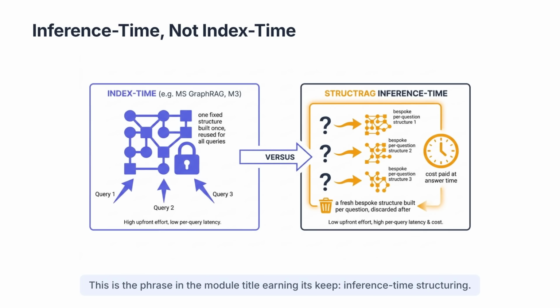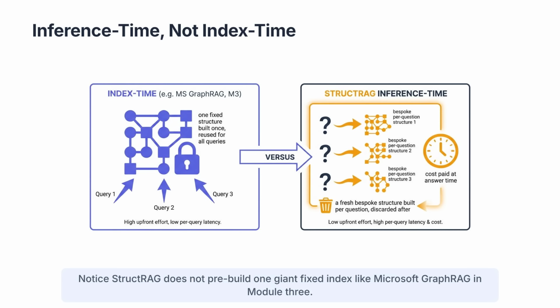This is the phrase in the module title earning its keep, inference-time structuring. Notice StructRAG does not pre-build one giant fixed index like Microsoft GraphRAG in Module 3. It waits until it sees your question, then constructs exactly the structure that question needs and throws it away after. Bespoke structure per query. The trade-off is obvious: flexibility and precision paid for with extra work at answer time.